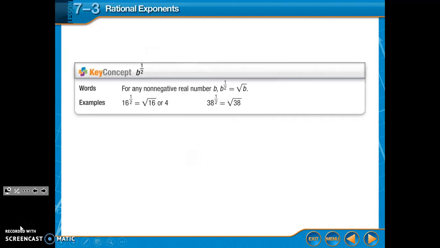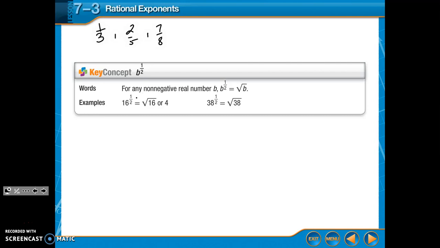Okay, so first thing we want to look at is what a rational exponent is. If you remember what rational numbers are, a rational number is any number that can be written as a fraction, like 1/3 or 2/5 or 7/8. All of these are examples of rational exponents. Anything that could be written in fraction form.